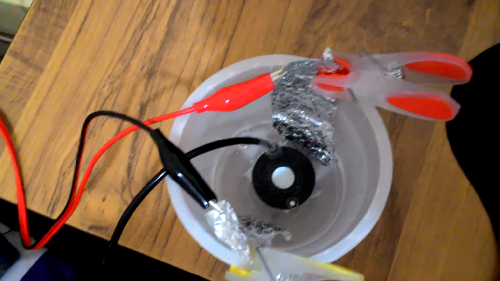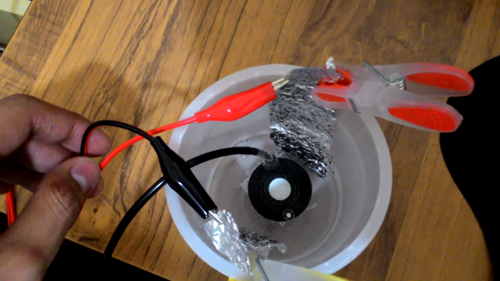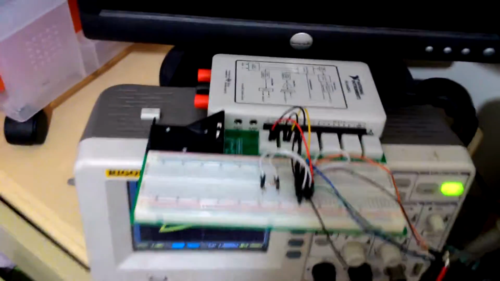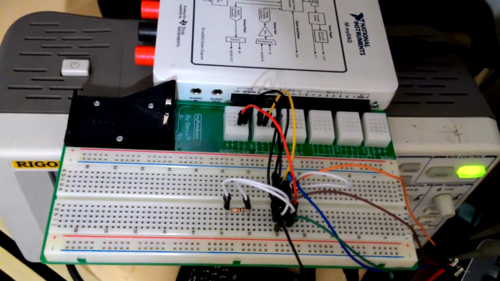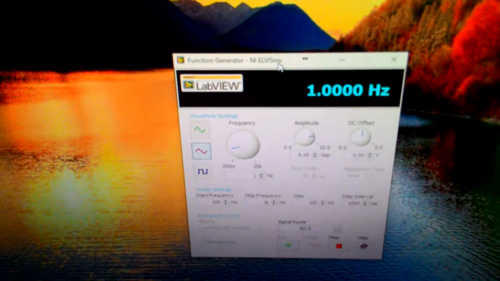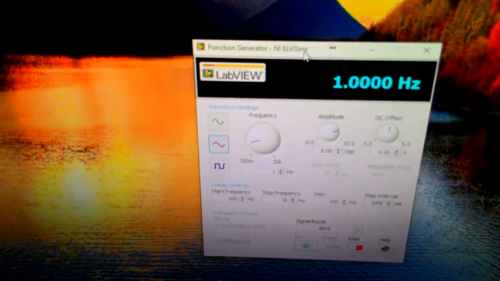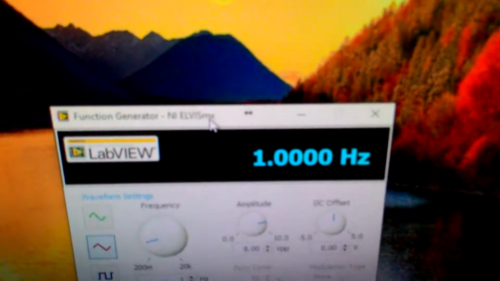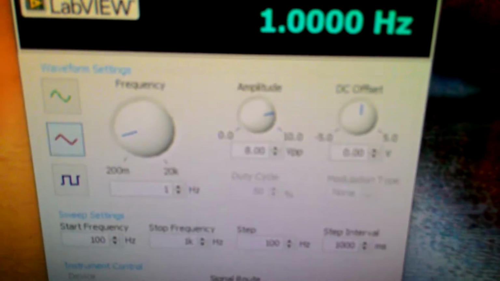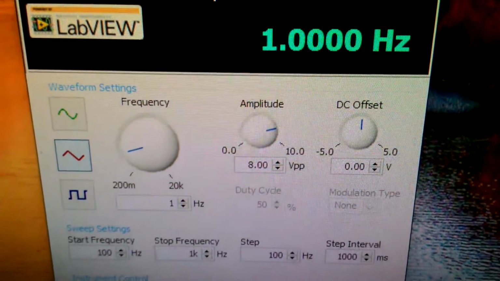And these two leads are going to my potentiostat circuitry over here, and my signal source is from my DAC, and my DAC is being controlled by this LabVIEW interface. And as you can see right now, I'm injecting a triangular wave at 1 Hz, and the voltage level is around 8 volt peak to peak. Whoops, my voltage is turned off.